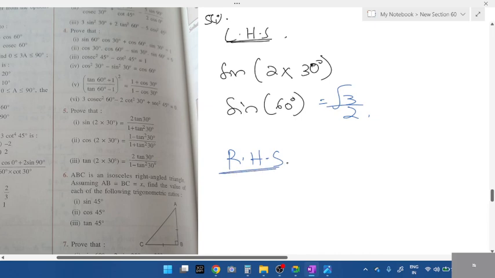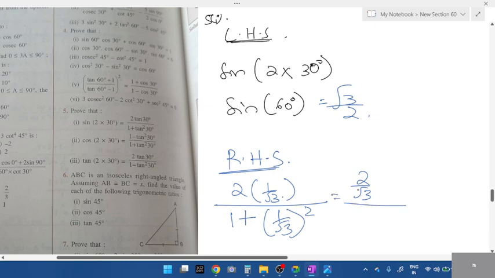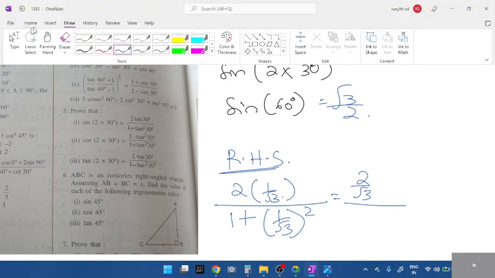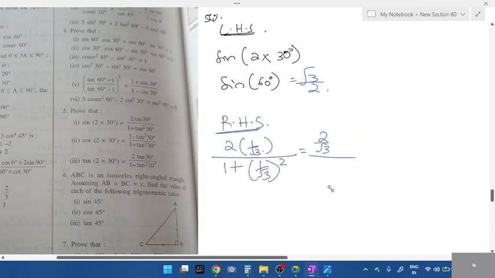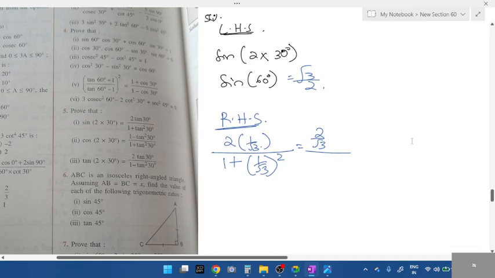Solve RHS. RHS we have 2 into tan 30. What is 2 tan 30, students? What is tan 30? 1 by root 3 plus. Yes, plus 1 by root 3 the whole square. Try this. Numerator you will get 2 by root 3. Denominator take LCM. Open the bracket. LCM is important. If you know how to take LCM, you will get full marks. Apart from that, other concepts are easy.